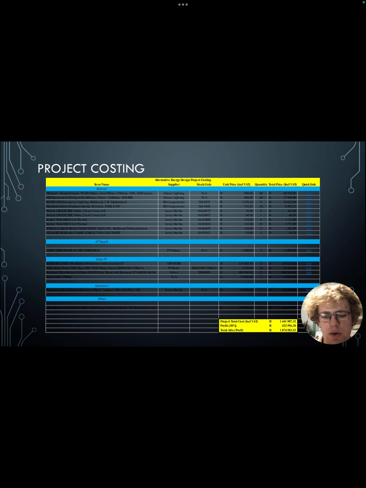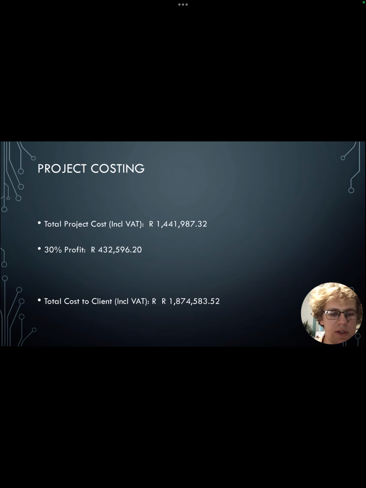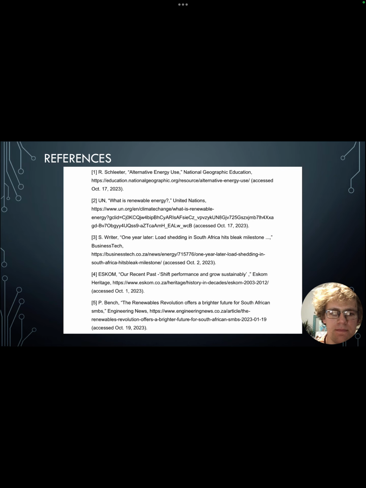The project costs. So the total project cost came to 1.874 million. So 1,874,583 rand and 52 cents. We can also see it here. That is including VAT. So the cost without profit, 1,441,987 rand 32 cents. That's VAT included, and then 30% profit was added for the design. And that is 432,596 rand 20 cents, and the total cost to client is just over 1.8 million, including VAT.